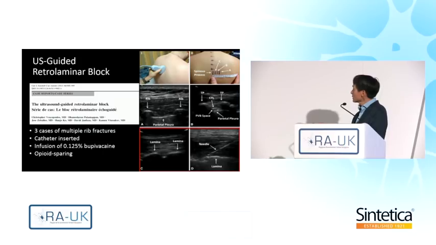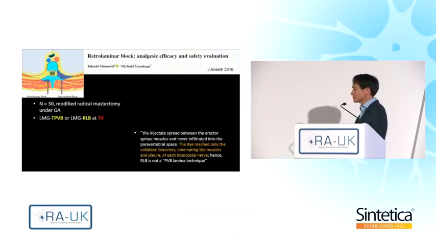In this quite nice little paper, they actually showed you the different ultrasound images that you get as you progress from out lateral over the ribs towards the transverse processes. So this would be the image that we might use in an ESP block, and finally to the lamina, which is where they actually place their needle and the catheter. And again, they studied this in rib fractures and found that it was opioid sparing and that it appeared to be beneficial.